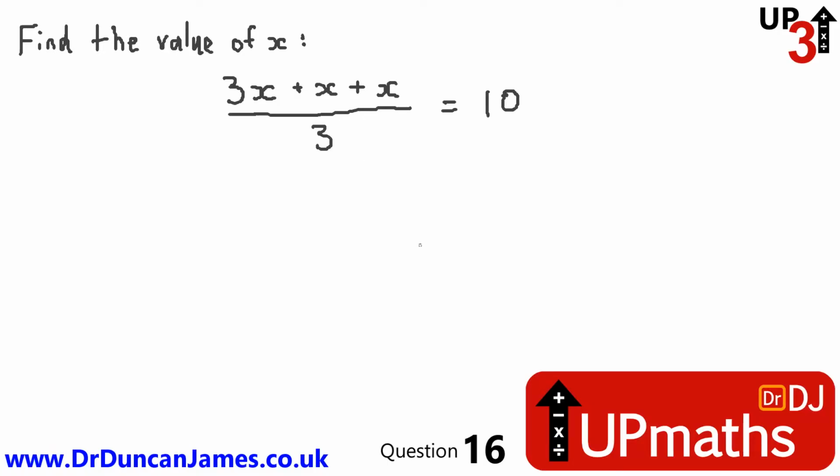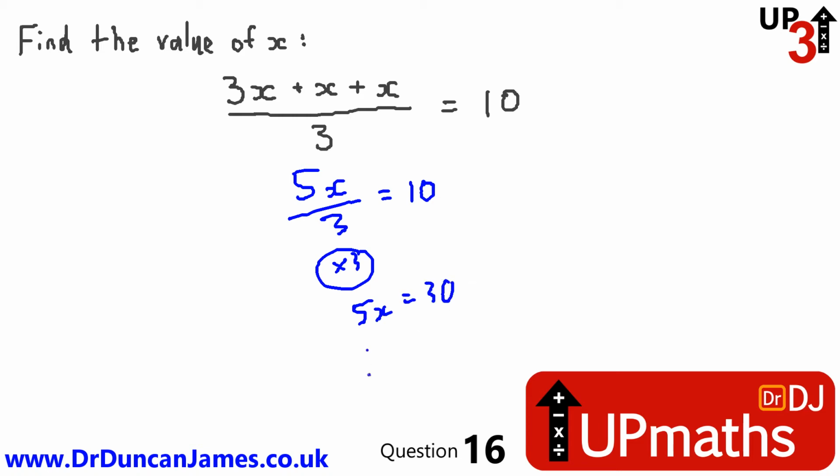So this question has given us an equation that's in a bit of a mess, so let's tidy it up. The top is 5x, and the bottom of the fraction remains as a 3. Now let's times both sides by 3, so 5x equals 30. And then divide both sides by 5, so x equals 6, and that's the final answer.